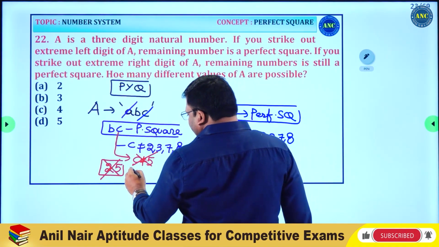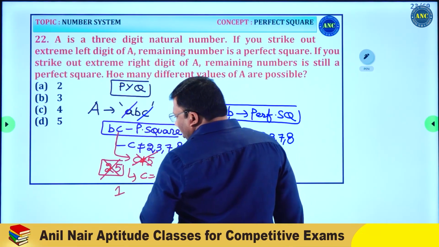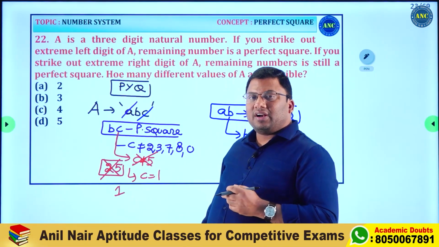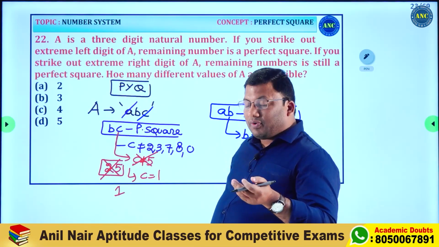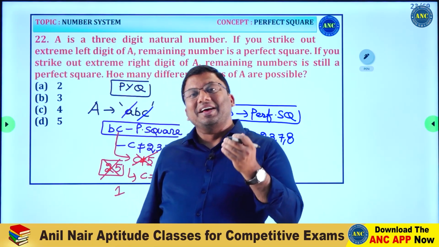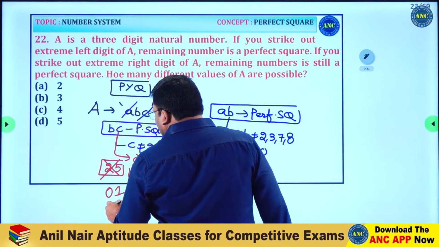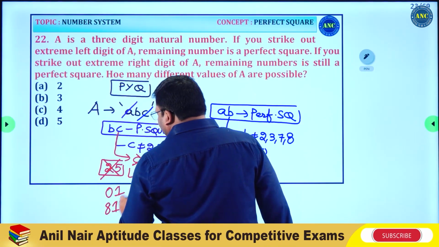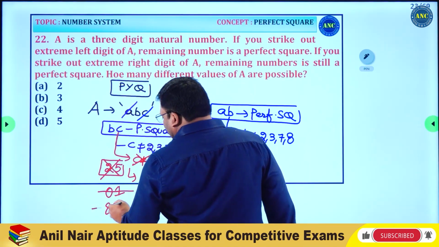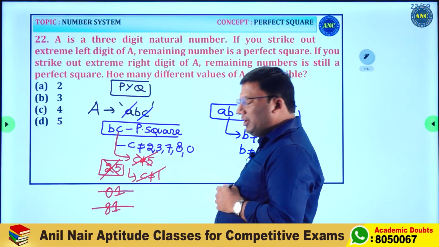If C takes 1, what are the perfect squares ending with 1? 1 squared is 01. 21 is not a perfect square, 41 is not, 61 is not. So I will get 81. B cannot take 0, and B cannot take 8, so not possible. This case is also eliminated.